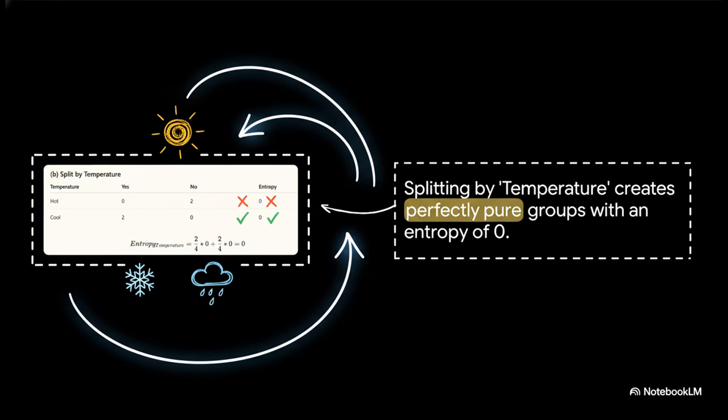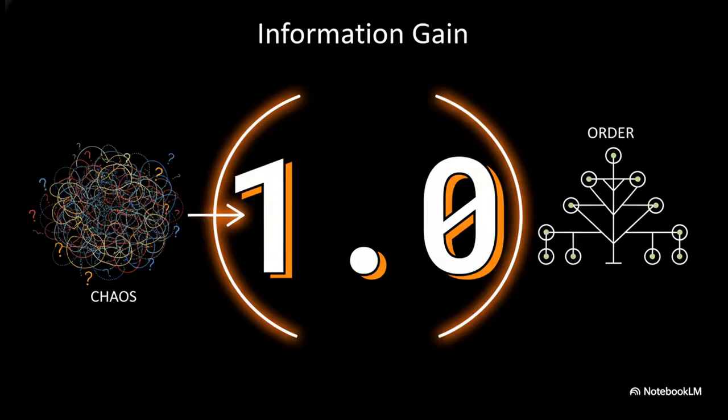But what happens if we split by temperature instead? Now take a look at this. When the temperature is hot, we only get no answers. And when it's cool, we only get yes answers. This is amazing. Both of our new groups are completely pure. Their entropy score is 0. So that means the information gain for asking about temperature is a whopping 1.0. We went from maximum chaos to perfect order in just one step. That makes it the hands-down winner. That's going to be our first question, our root node.